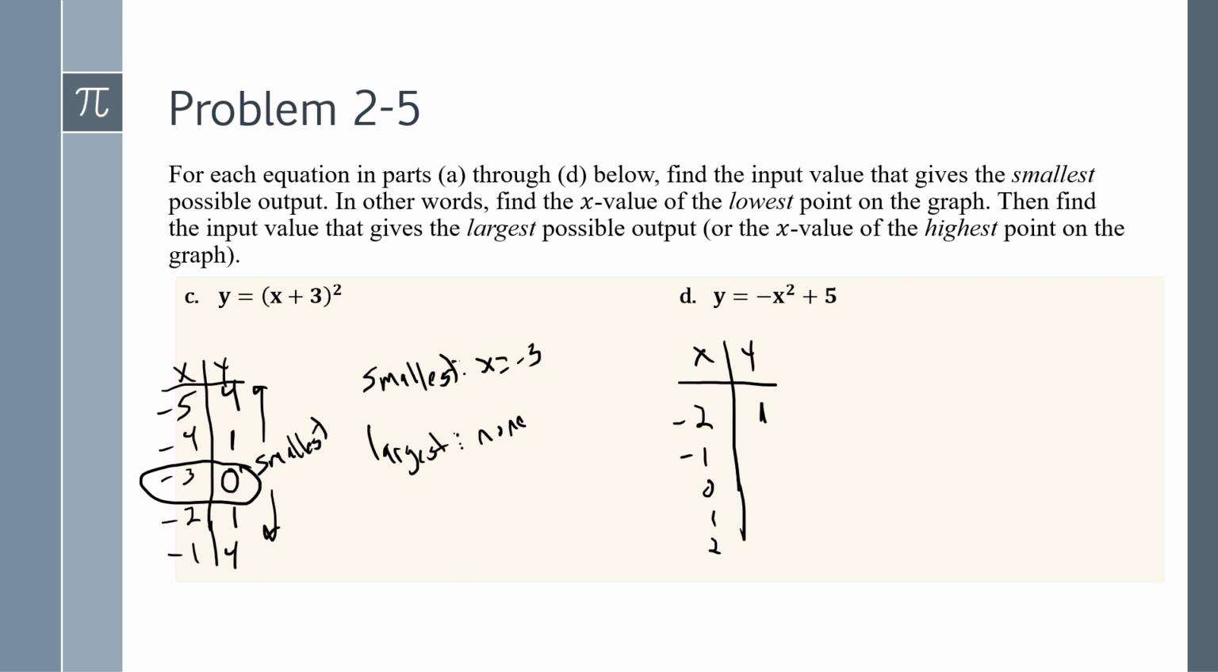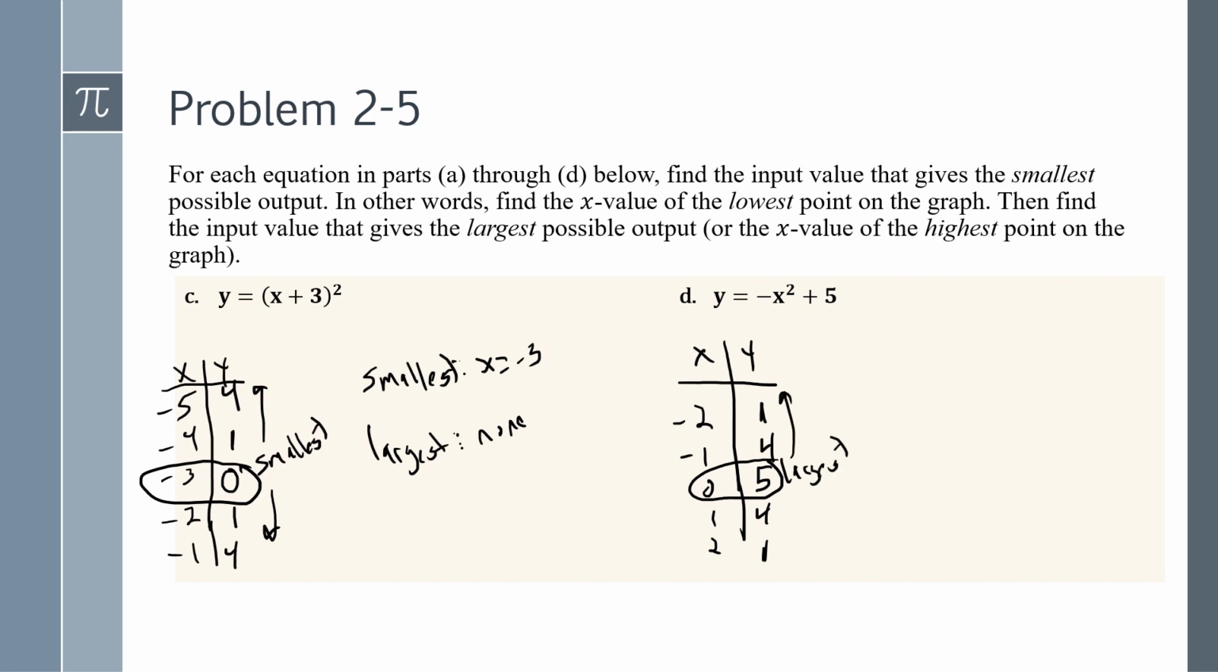-1 squared is 1, and it's -1, plus 5 is 4, good. 0 squared is 0, 0 can't be negative, 0 plus 5 is 5. 1 squared is 1, -1 plus 5 is 4, then 2 gives me 1. So now you can see how this is the largest value.